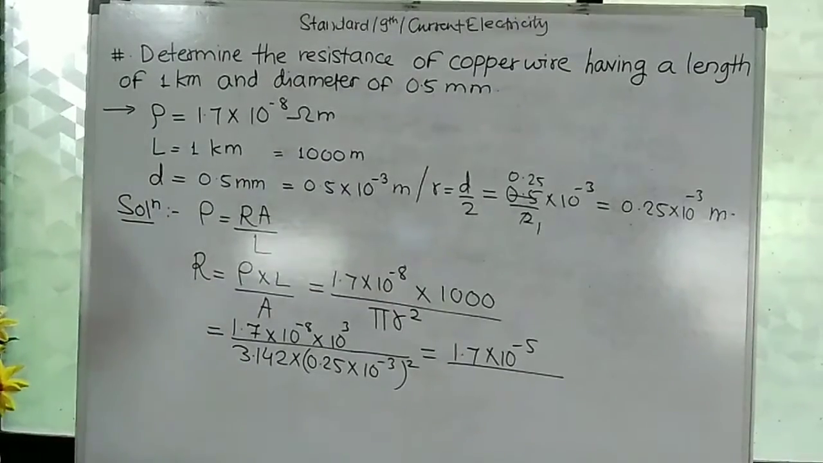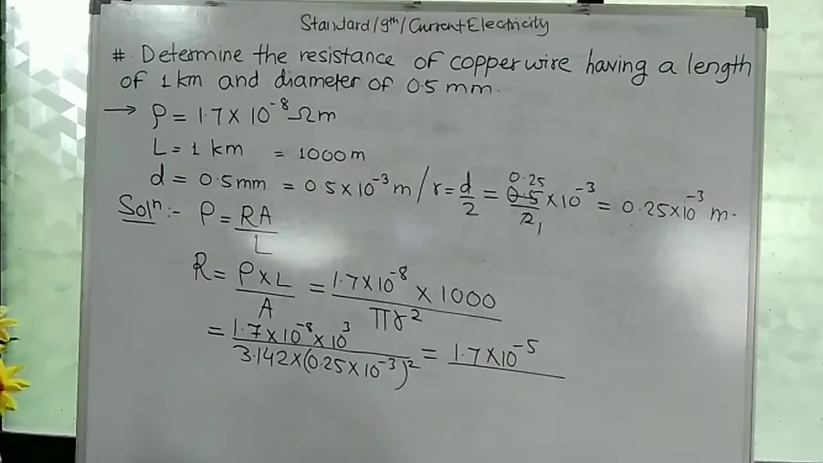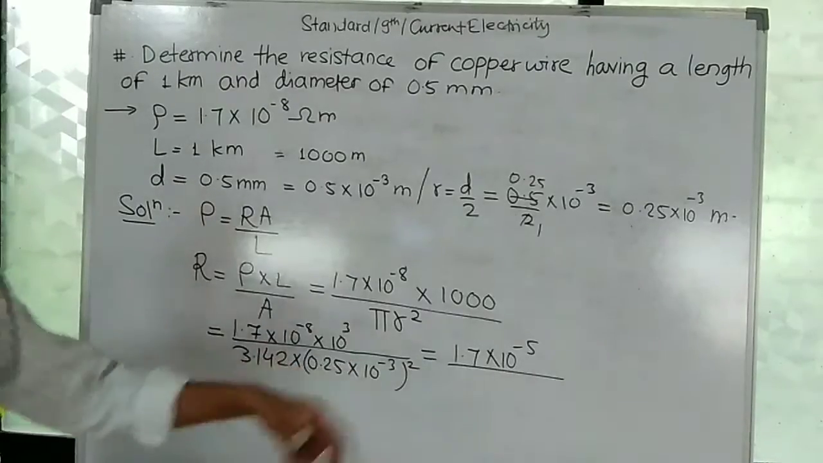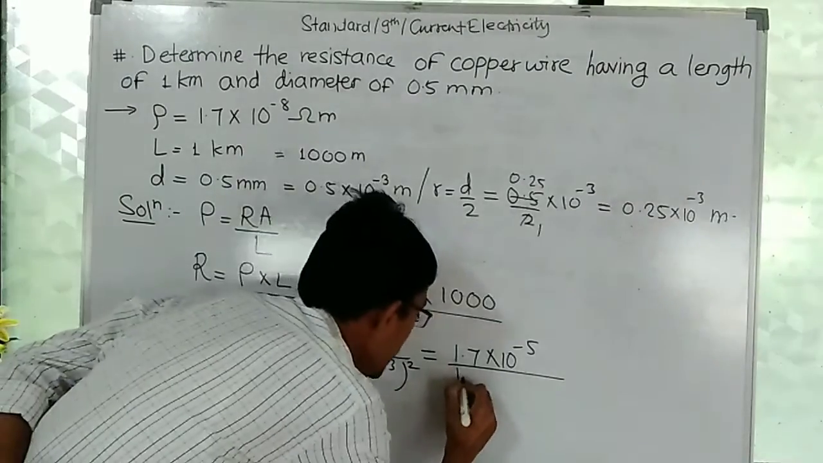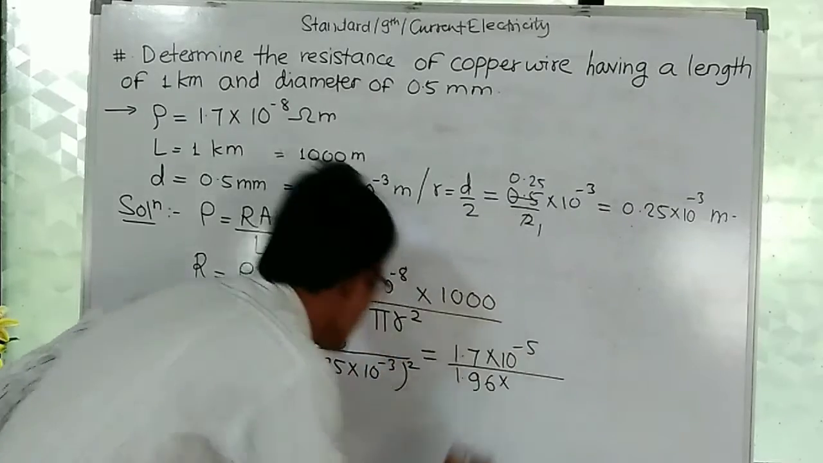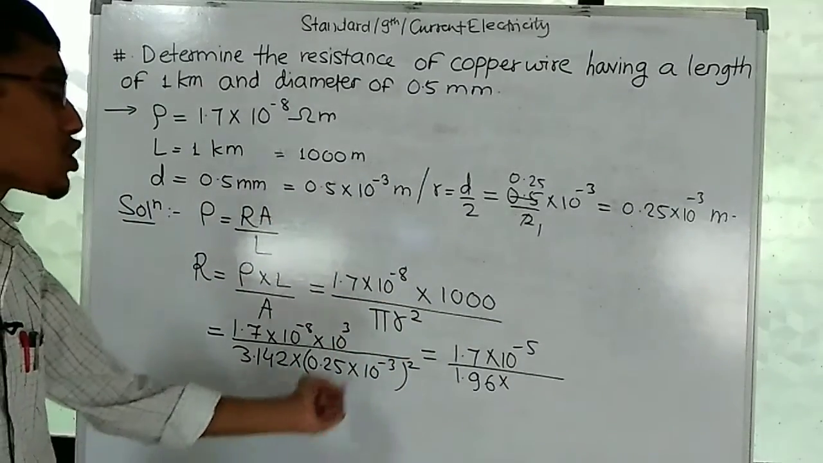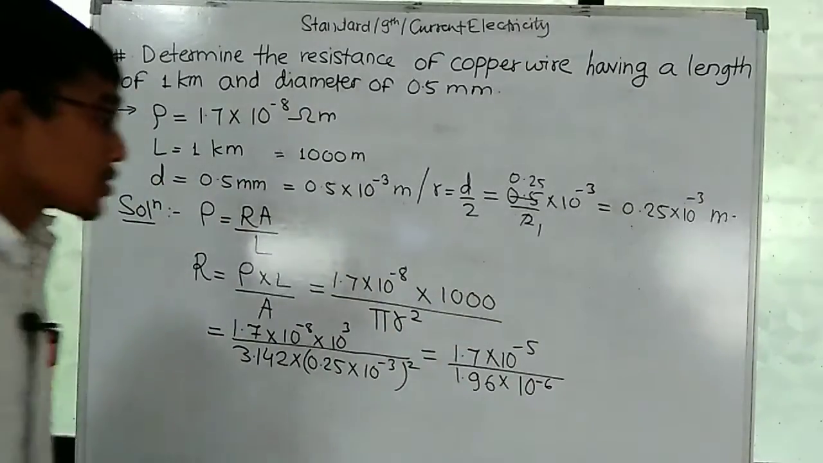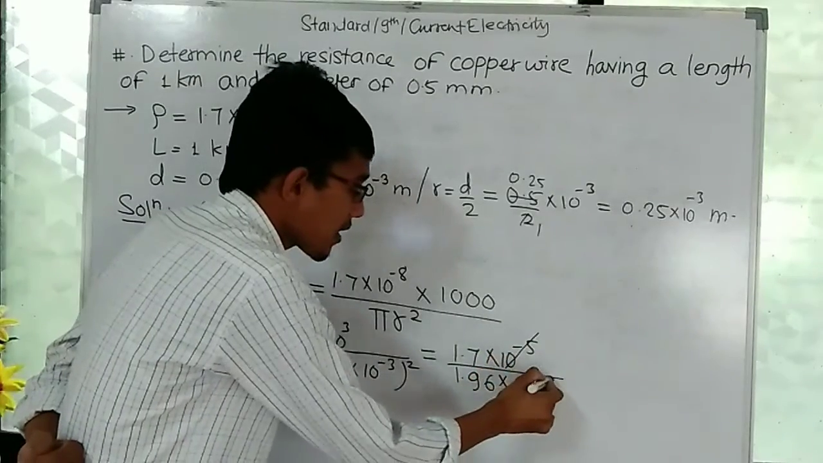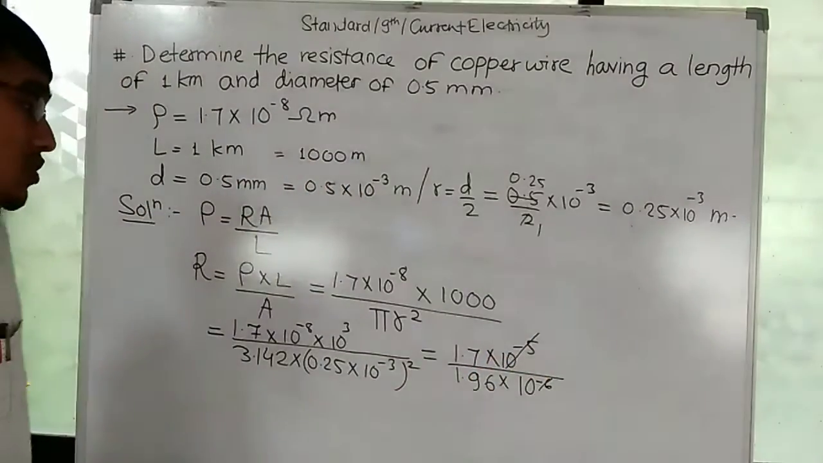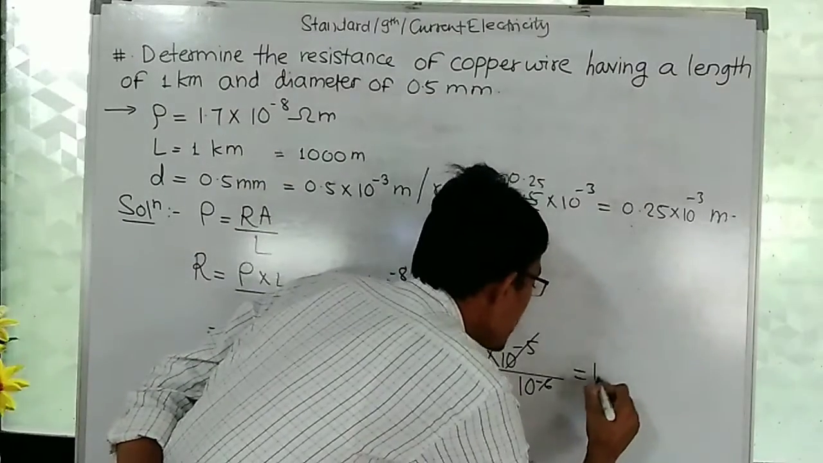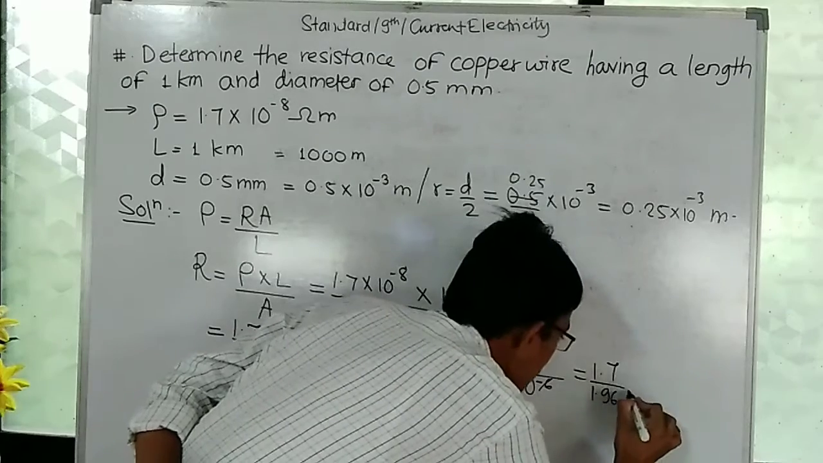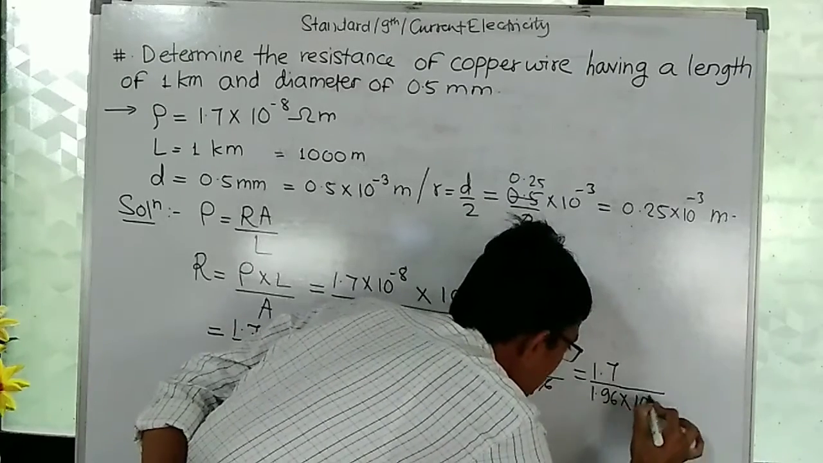What will it be? We will multiply 3.142 into 0.25 into 0.25, we will get 1.96. Then 10 raised to minus 3 into 10 raised to minus 3 is nothing but 10 raised to minus 6. So from here 10 raised to minus 5 and from here minus 6, we get 1.7 upon 1.96 into 10 raised to minus 1.